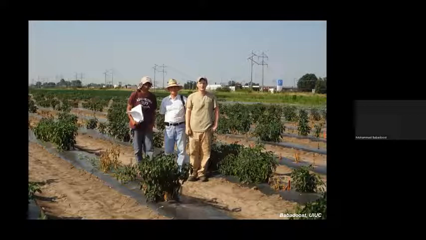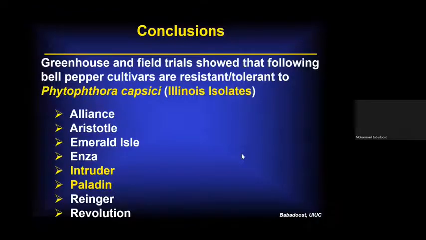Combining the greenhouse information with the field information, with all the isolates from the area, at least from the states, will give you really very reliable information on selecting resistant varieties. Based on selection in Illinois, these are resistant cultivars of peppers. For example, Alliance, Aristotle, Emerald Isle, Enza, Intruder, Paladin.